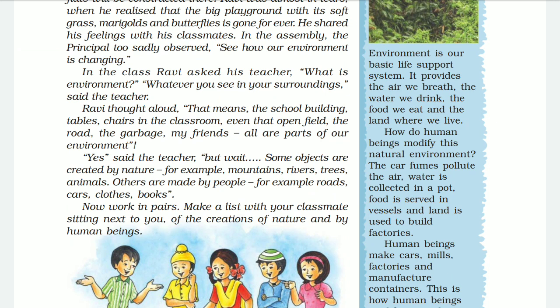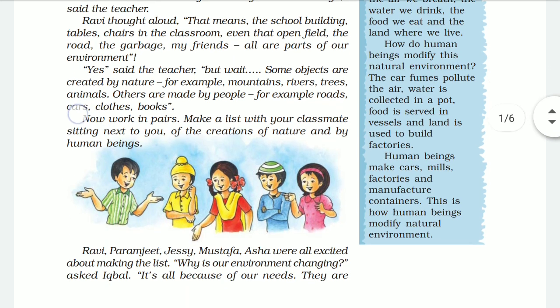But some objects are created by nature. Some examples are mountains, rivers, trees, animals. Others are made by people, for example, road, car, clothes, books. So further you can classify them into two parts. One is the natural environment, which is there as it is. And the other one is human-made, which is made by us.